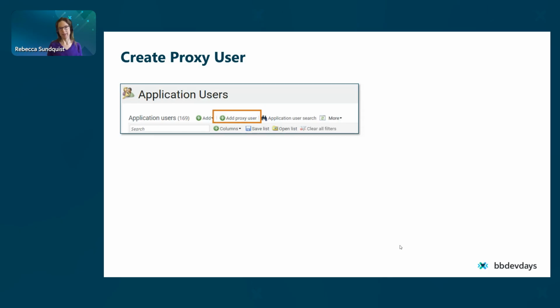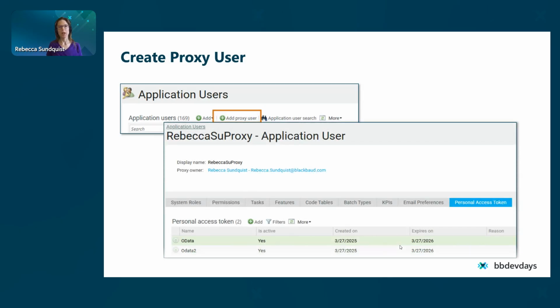Quick walkthrough on how to create that proxy user. This is an option available under Application Users. And after you create that proxy, you'll assign system roles on the first tab. And then on the last tab, you'll activate a personal access token. You can have up to 2 personal access tokens active at a time.